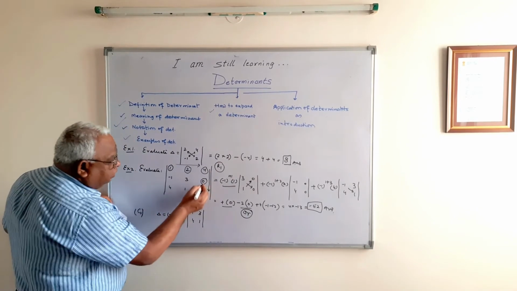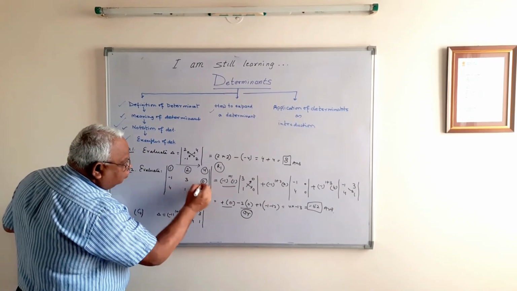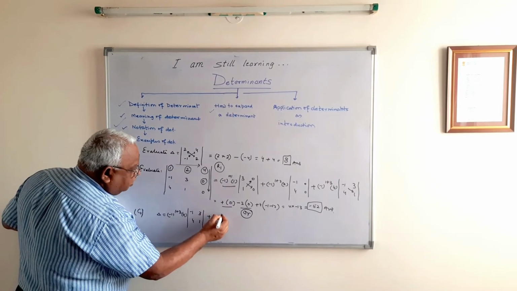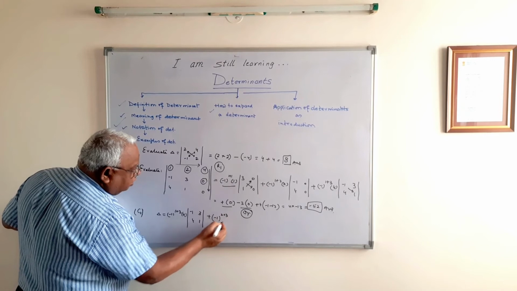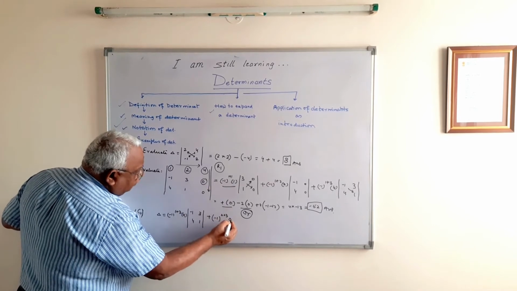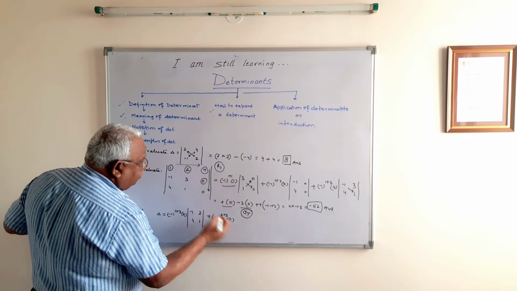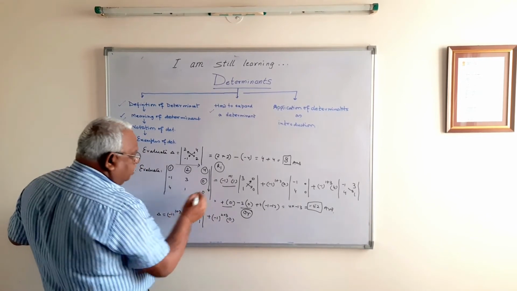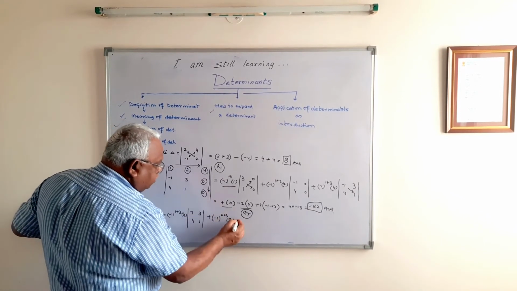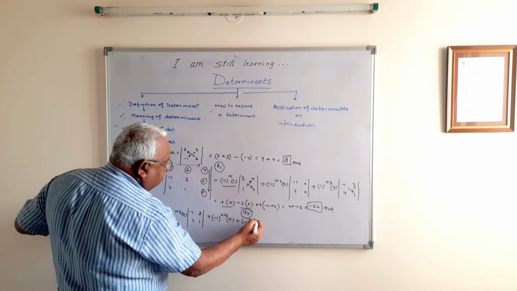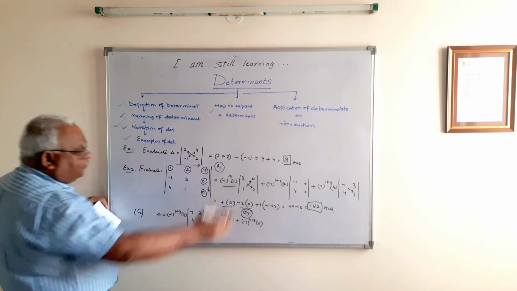What do you get? This position is 2, 3. So plus 1, minus 1 to the power 2 plus 3. And the element is 0. So 0 into anything you need not write. It will become 0. And third is, this is 3, 3. So plus, minus 1 to the power 3 plus 3. And this element is also 0. So you need not write.